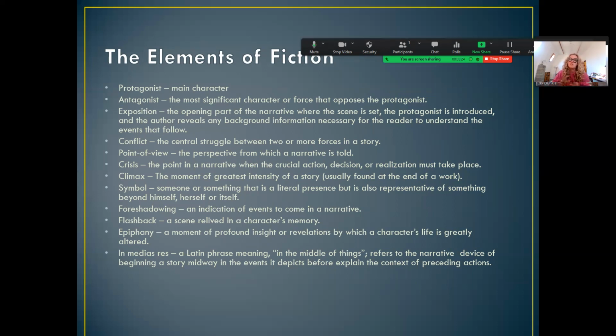Foreshadowing is an indication of events that are yet to come in the narrative, a hint at what's to come. And a flashback is a scene relived in a character's memory. Epiphany is a moment of profound insight or revelation by which a character's life is greatly altered. And in medias res is a Latin phrase meaning in the middle of things. It refers to the narrative device of beginning a story midway in the events that it depicts before explaining the context of preceding action.